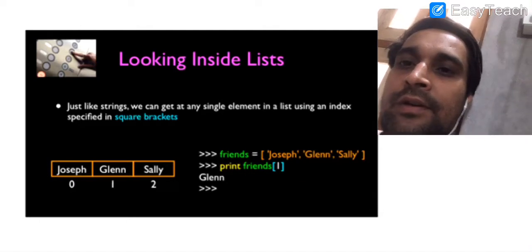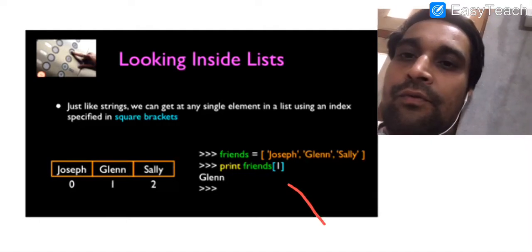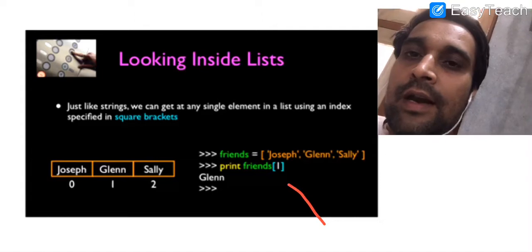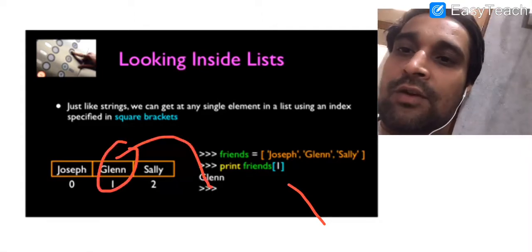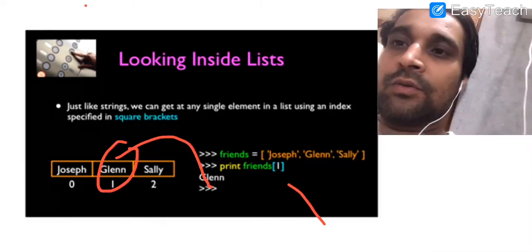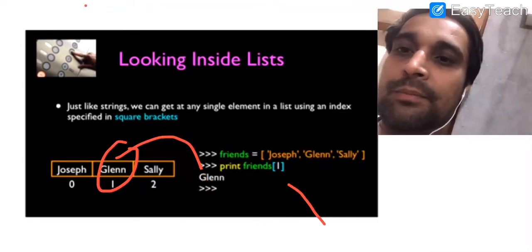So when we print friends of 1, meaning the value stored at index 1, that will be the second element of the list. So this value is being printed, that you can see in our example.